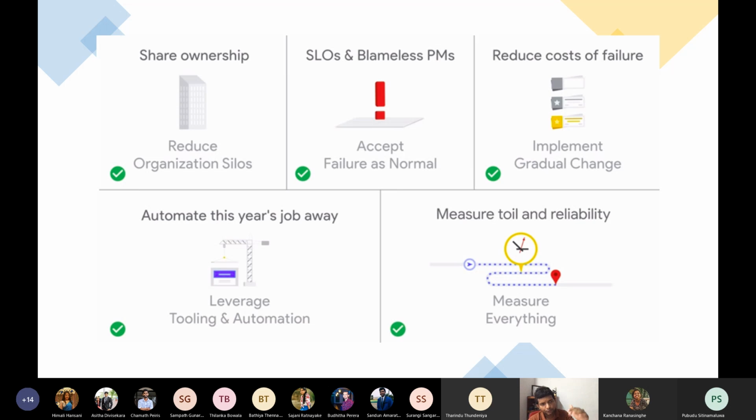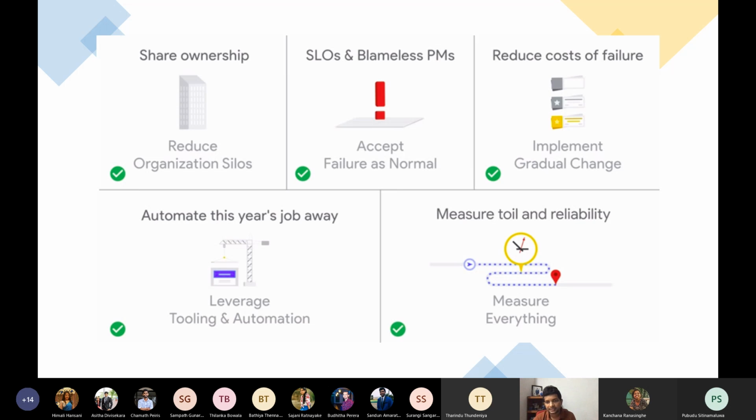And the last two points at the bottom, leverage tooling and automation. From time to time, you need to find out ways to automate certain things rather than just doing it continuously. That's very important. And the very last point, measuring everything. You need to be able to measure and evaluate the situation of your production system. This is what we call reliability. If someone says your system is reliable, prove it to me. How can you say that the system is reliable? This is why you need to measure these things.